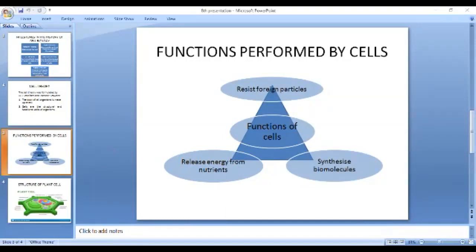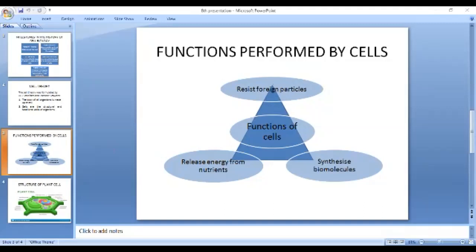That is the function. So once more I will tell you the functions performed by the cells: resist foreign particles, synthesize biomolecules, and release energy from nutrients. These are the points coming under the functions of the cell. So once more, keep in your mind, resist foreign particles. What do you mean by resist foreign particles? The particles that are not present in our body. So whatever particles are entering into our body, our cell will fight against or resist those things.